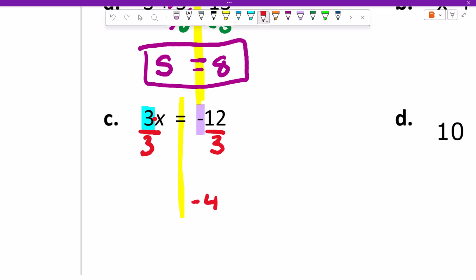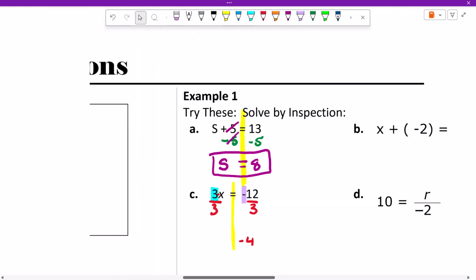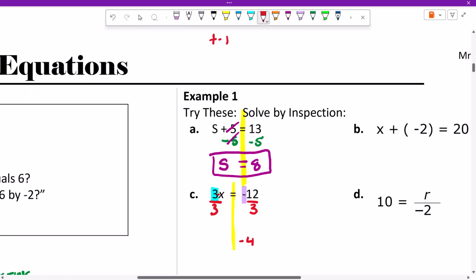So you've got to know your multiplication rules, right? Remember, if you have a positive and a positive, the answer is positive. If you have a negative and a negative, the answer is positive. If you have a positive and a negative, the answer is negative. And the same rules apply for dividing. Exact same thing, right?